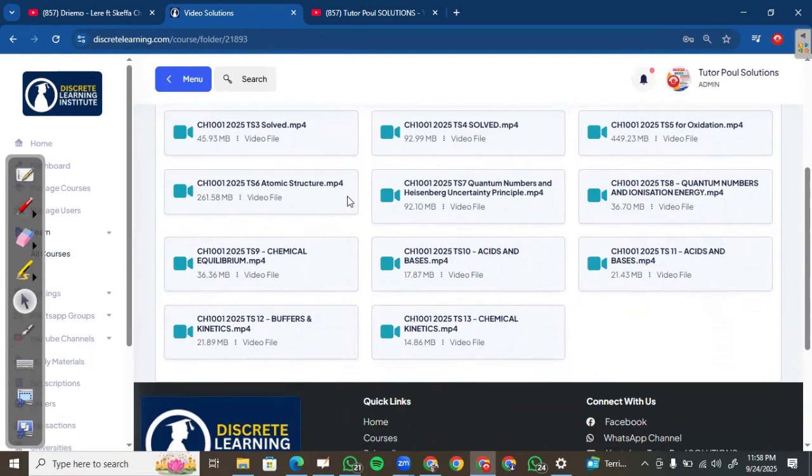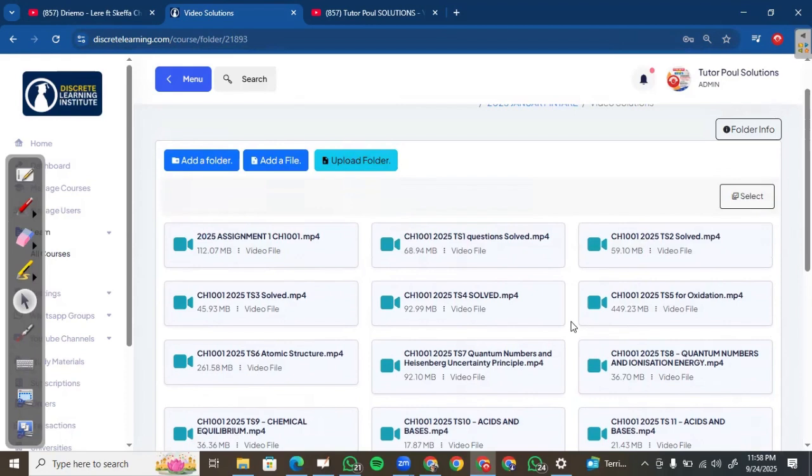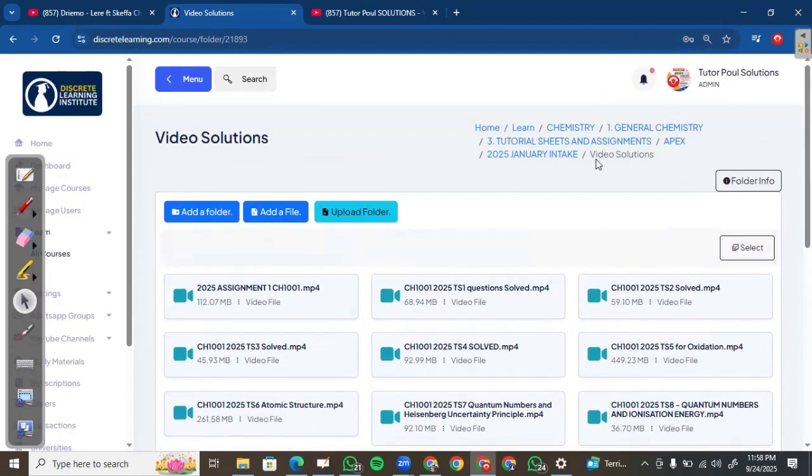Like for atomic structure, you can see atomic structure last semester had 3 tutorial sheets. There's this one, tutorial sheet 6, tutorial sheet 7, tutorial sheet 8. So you can watch any of them on the tutorial sheets. That's how you can access the tutorial sheets.